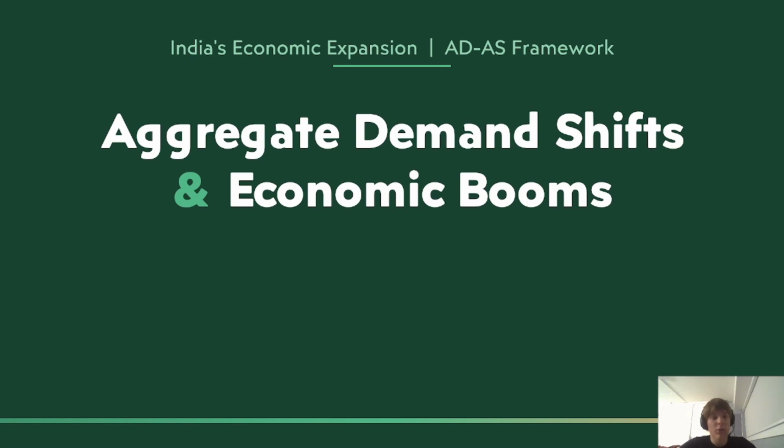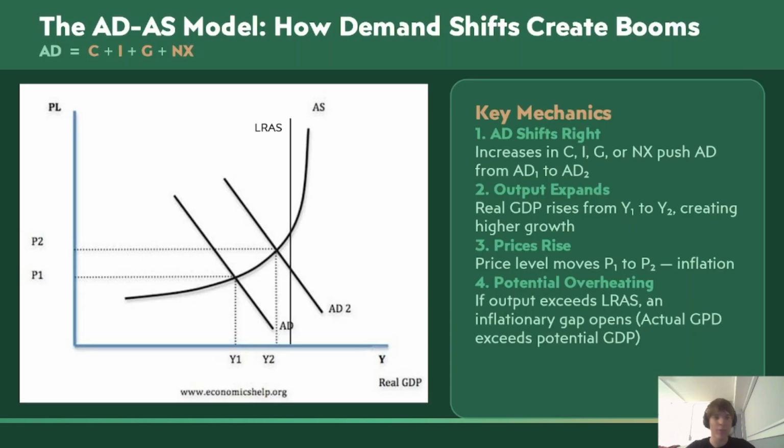Hi, today I'm gonna talk about aggregate demand shifts and economic booms. In my example, it would be India. So, what is the aggregate demand and aggregate supply model, and how do demand shifts create booms?